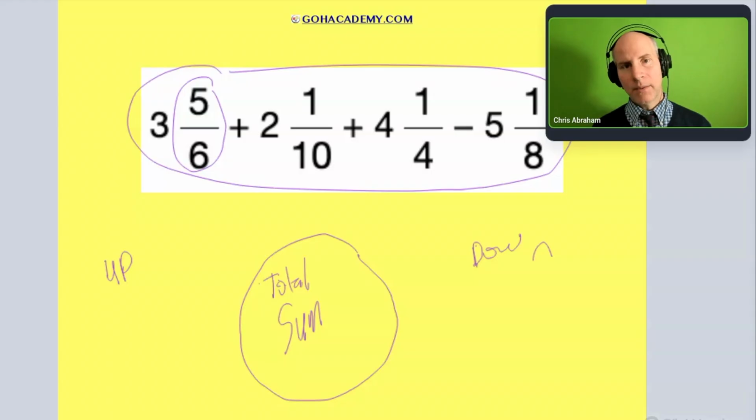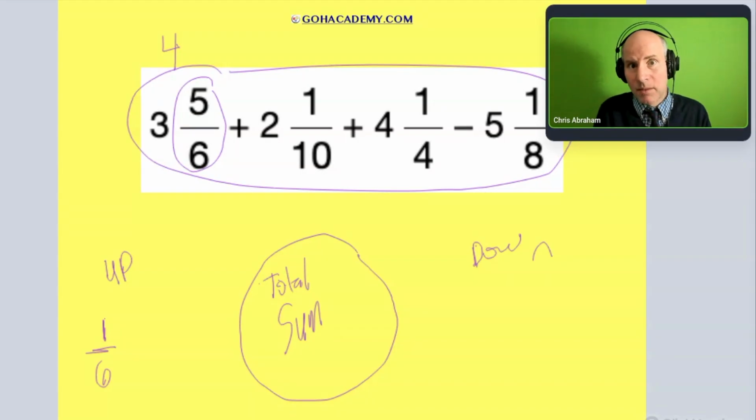You'd probably say, well, our estimate here, we'd probably round this whole thing to 4, right? And that 4, well, that would be up 1/6. We'd be over the actual amount by 1/6. So we have a total amount if we add them all together. And if we round this to 4, well, we're going up 1/6, right?